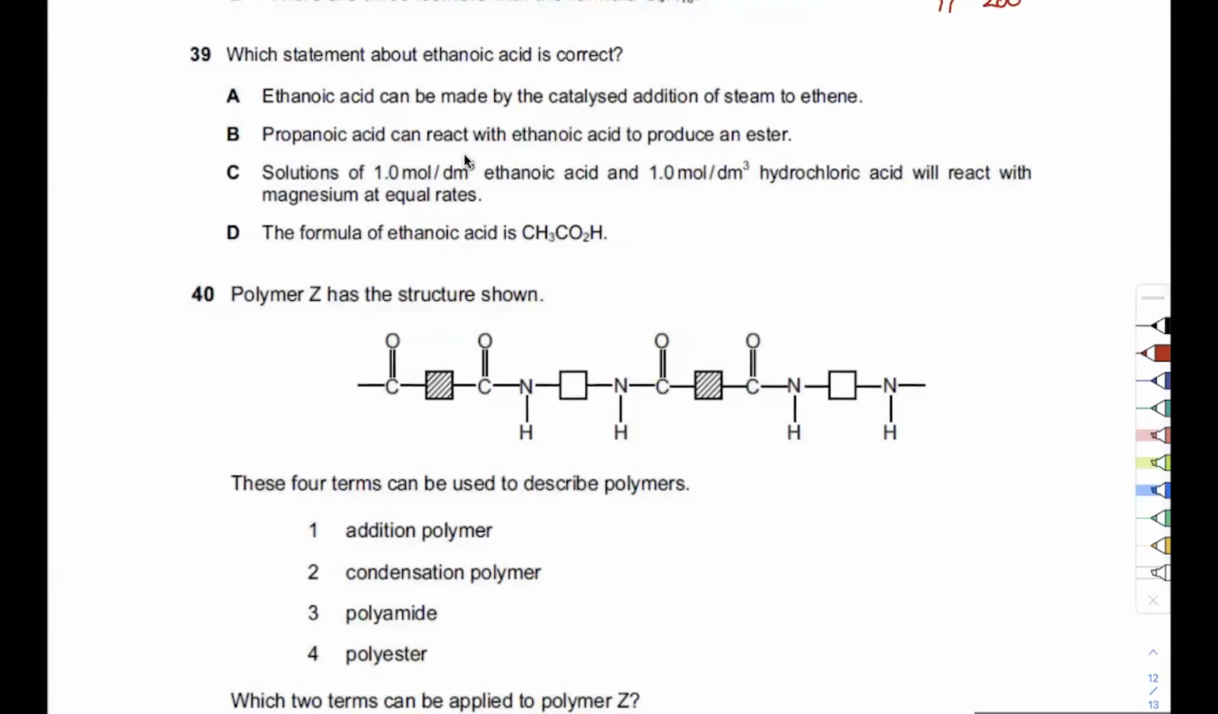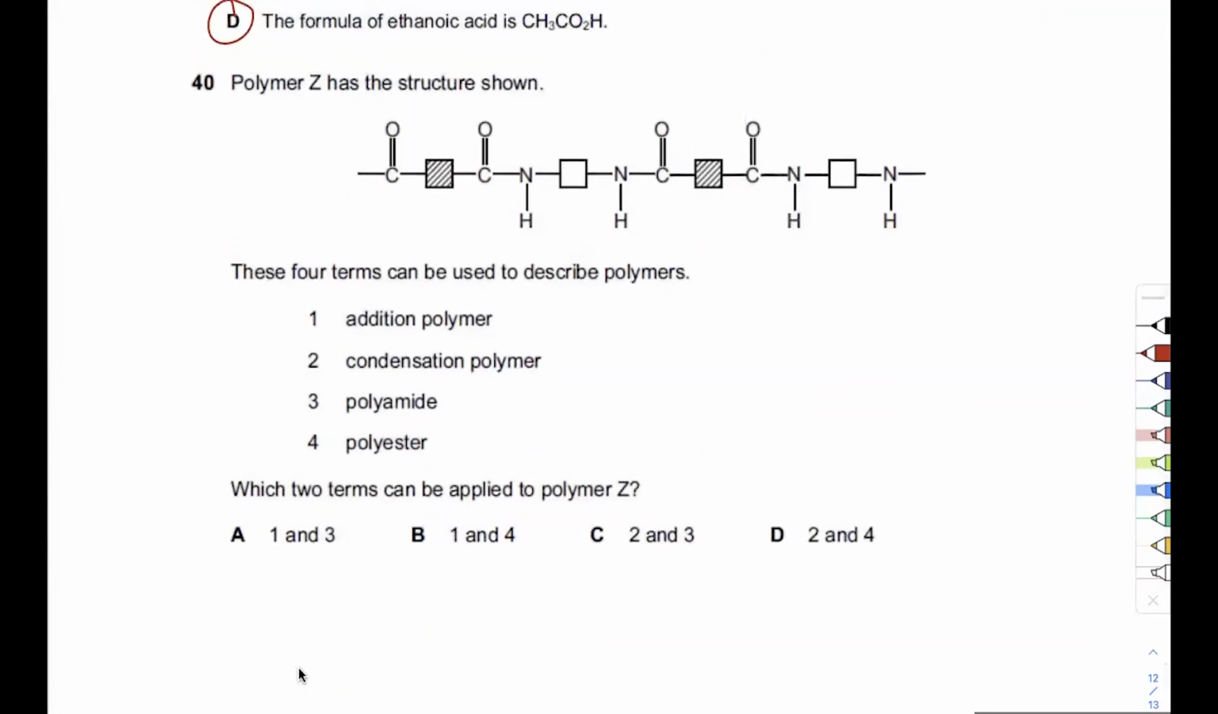And the last one is, the formula of ethanoic acid is this. Yeah, that's true. It has 2 carbons. So yeah, D is the answer. Last question for this paper.